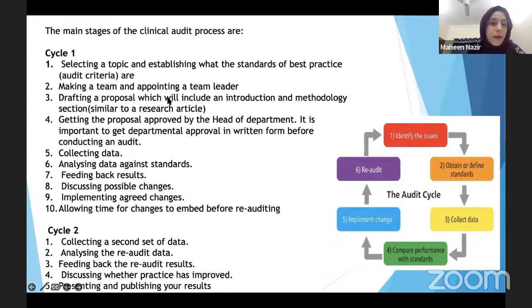All right. Okay, so we're going to transition to Urdu as well. Okay, so collecting data, making the results, and discussing possible changes.